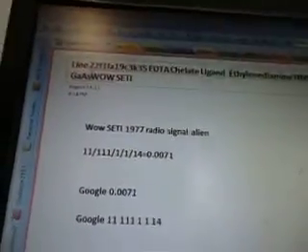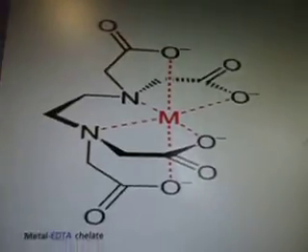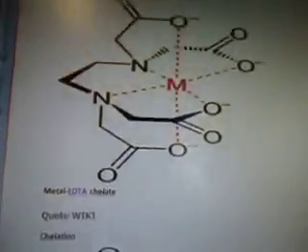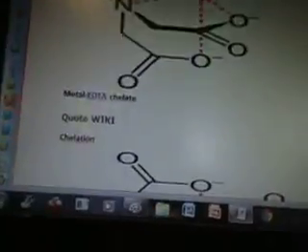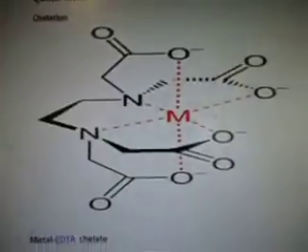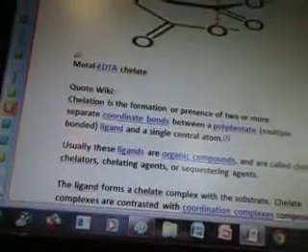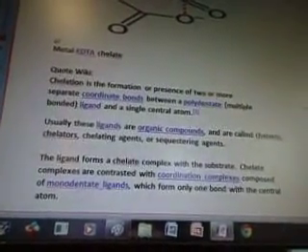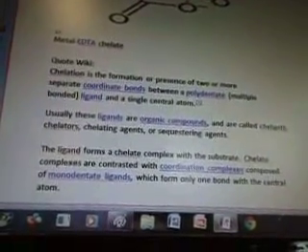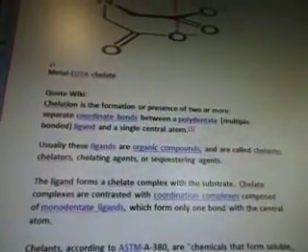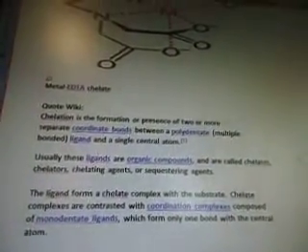Okay, so there's the alien radio signal, and then there's this little graphic thing here. That's a Metal-EDTA Chelate. And a quote from Wiki, Chelation. That's what it is there. Quote, Chelation is the formation or presence of two or more separate coordinate bonds between a polydentate, multiple bonded ligand, and a single central atom.